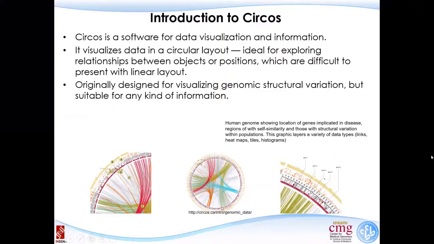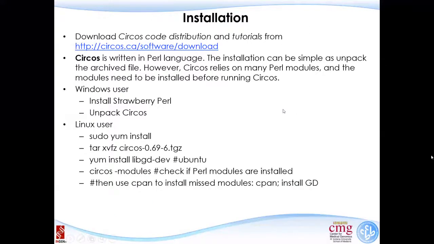And this is a figure from the Circos website. You can see there is lots of information over here: the different chromosomes and lots of annotation, the links between different chromosome locations, and also heat map, tile, histogram, all that information in the figure.